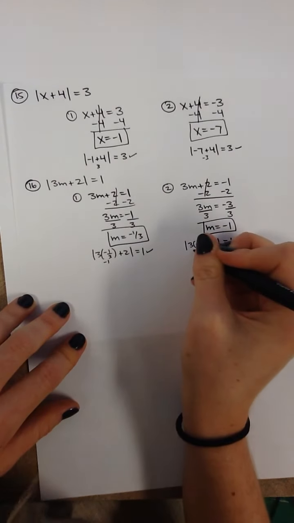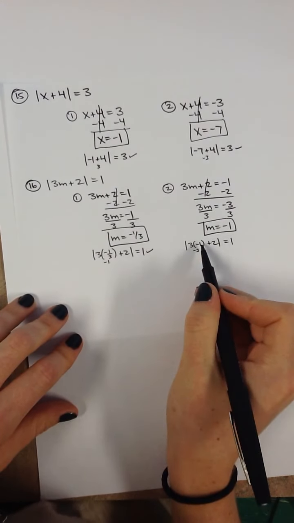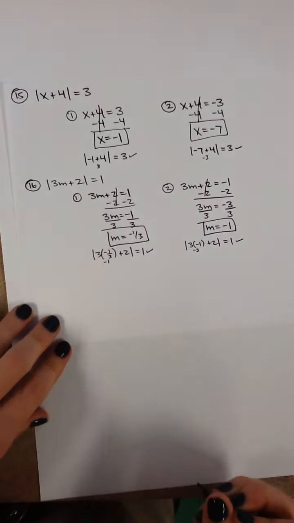I could also plug in the negative 1 and see if this original equation holds. 3 times negative 1 is negative 3. Negative 3 plus 2 is negative 1. The absolute value of negative 1 is positive 1. So this one works too.